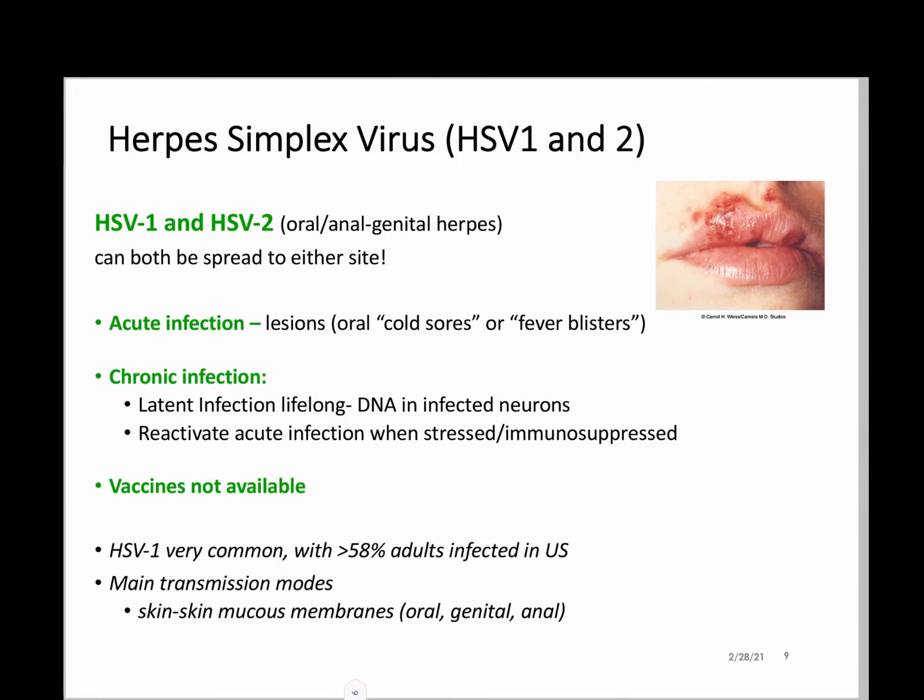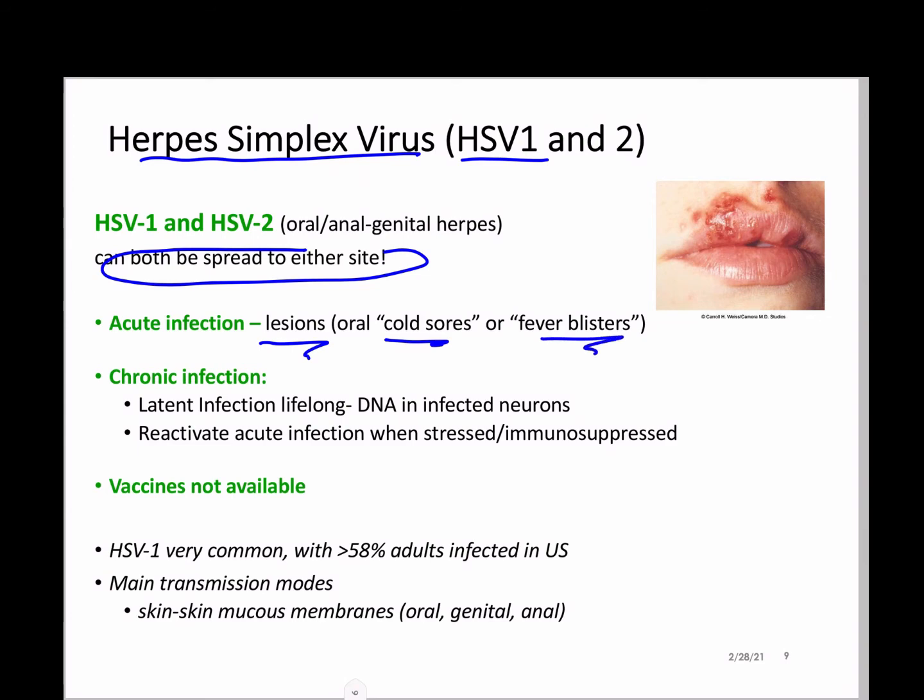So of the herpes virus family, the first one we're going to talk about is herpes simplex virus, which is HSV1 or HSV2. And again, these can be spread to either side. So they can both create oral infections or anal genital infections. The acute symptoms that you see are lesions, and when they're on our lips or our mouth, we often call them cold sores or fever blisters. Similar lesions can occur anal genitally, and these lesions can be very painful regardless of where they are.